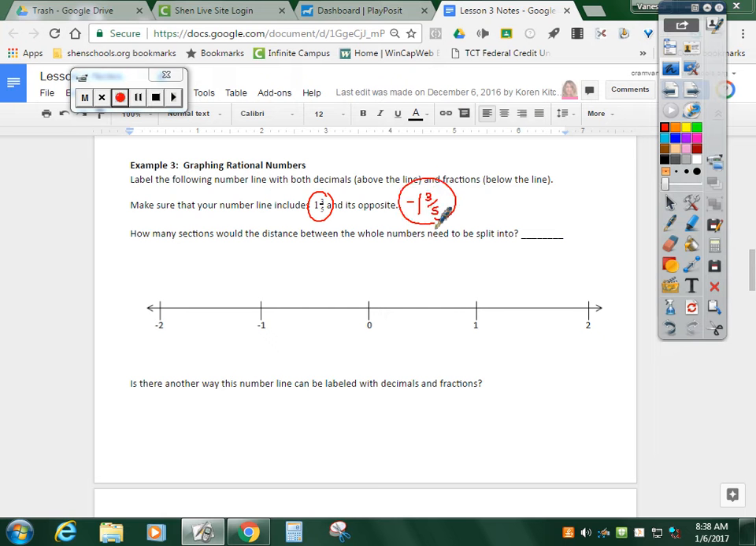Okay? So I always look at my denominator of my fraction. It tells me so many things. It tells me that 5 pieces make a whole. So in between every single whole number, you need 5 sections. So how many lines make 5 sections? 4. 4 lines in between every whole number are going to make 5 sections. 1, 2, 3, 4. So that's 1, 2, 3, 4, 5 sections that make a whole.